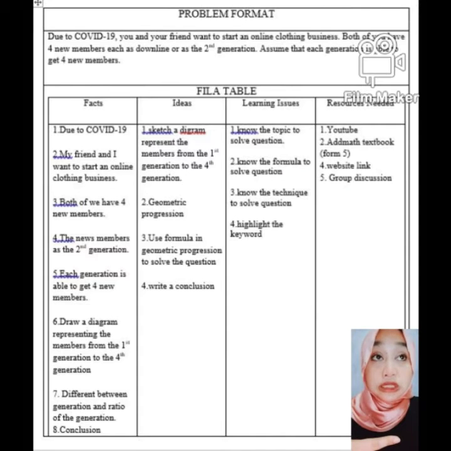Okay, the research need. First, we use YouTube to see the technique from YouTube. Second, we use the textbook Form 5 because in a textbook have the same topic, and we use a website link, and we do the question from group discussion, and we discuss together.